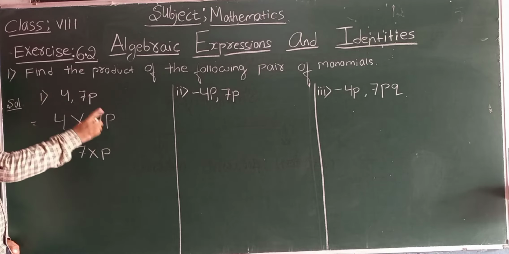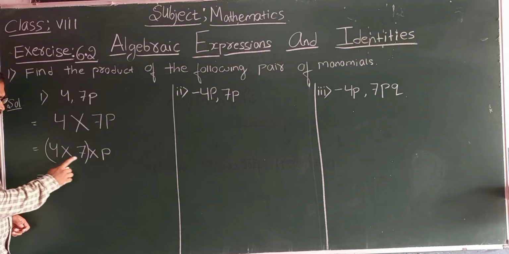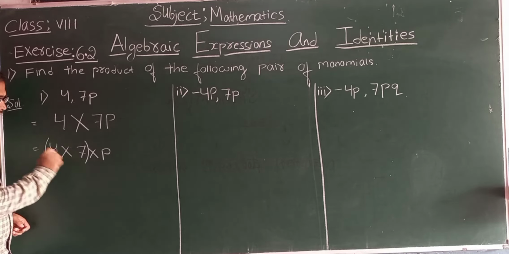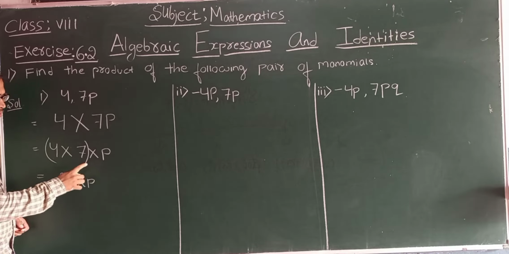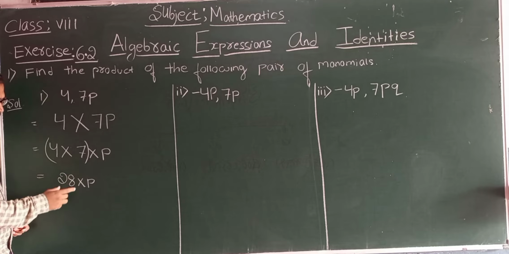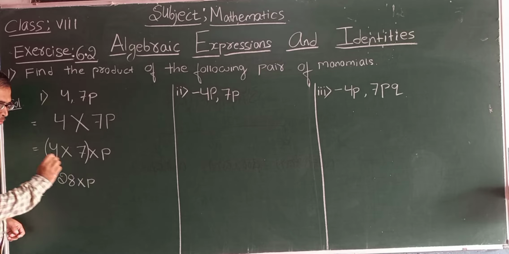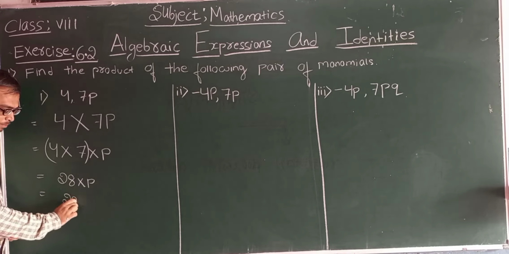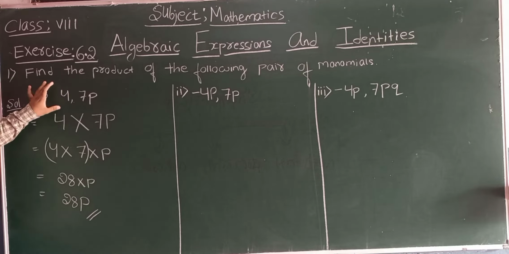7p is nothing but 7 into p, and you can first write the numbers in bracket. Now students, 7 and 4 is there. Here 4 7s are 28, and here into p is there. Okay, so 28 into p is what? 28p. So you can write like this, the product of 4 and 7p.